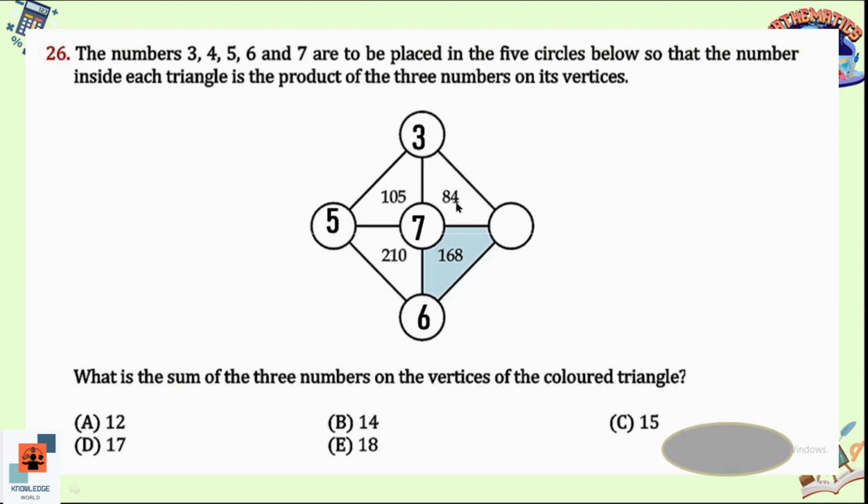168 and 84 are divisible by 4. Now let's find the total of the numbers which are at the vertices of the triangle. 7 plus 4 plus 6 is equal to 17. So option D is the correct option. The sum of the three numbers on the vertices is 17.